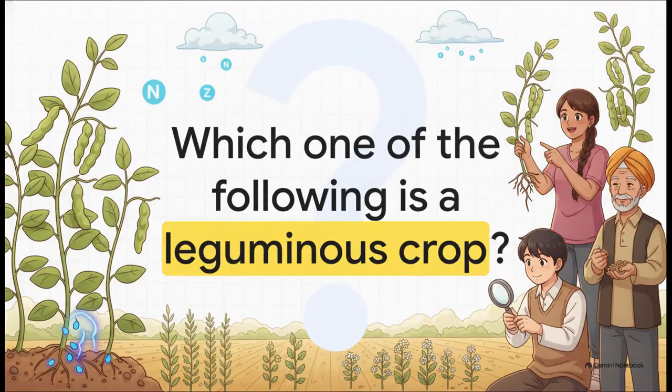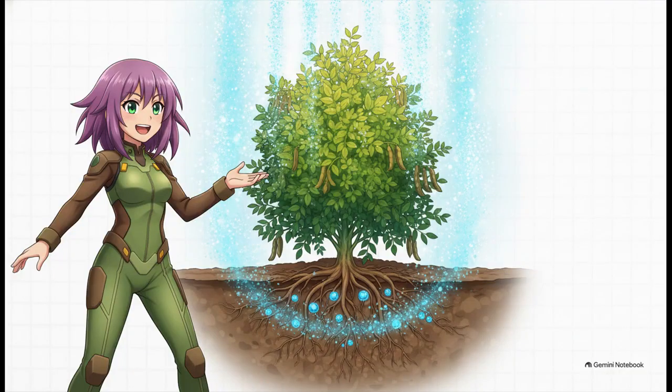Last one, question 3. Which one of the following is a leguminous crop? Is it A, pulses, B, jowar, C, millets, or D, sesamum? Remember the crops we talked about earlier? The ones with a literal biological superpower of fixing nitrogen directly from the air? Boom! If you chose A, pulses, you are absolutely correct. Pulses are the leguminous heroes of Indian agriculture. Not only are they our primary protein source, but by fixing nitrogen from the air, they heal the soil. This makes them incredibly vital for crop rotation.